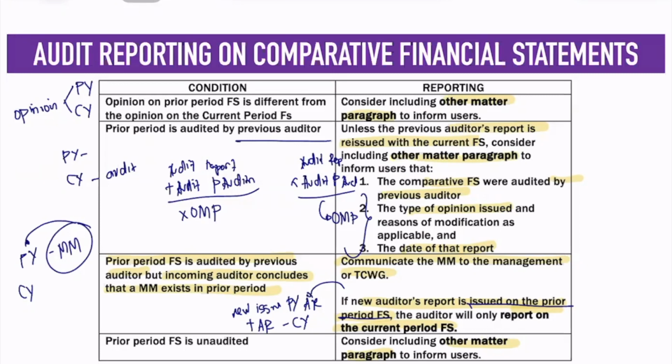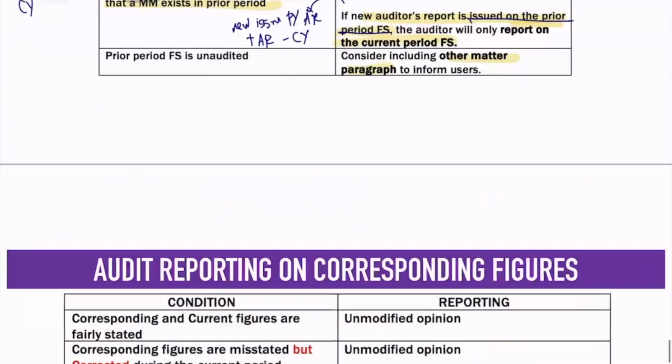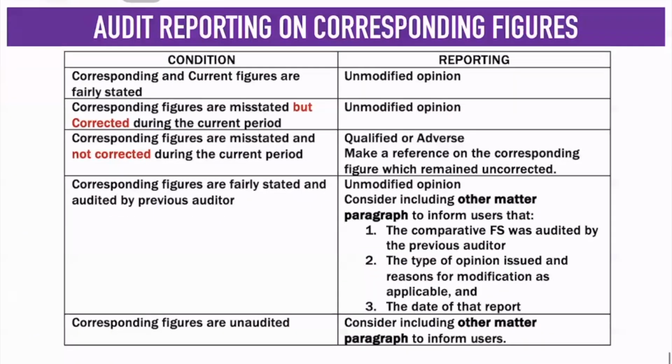As to our report on the current year, it depends whether you can provide an unqualified or any modified report, depending on the result of your audit. Next, how about your audit report on corresponding figures? So here you have a corresponding figure. What did we say under your corresponding figure? You are just providing a report on the current year.